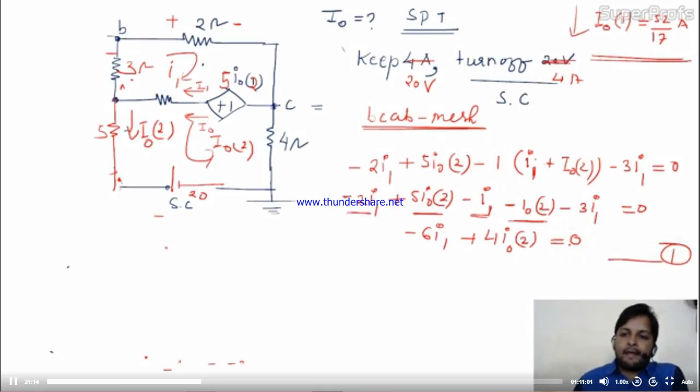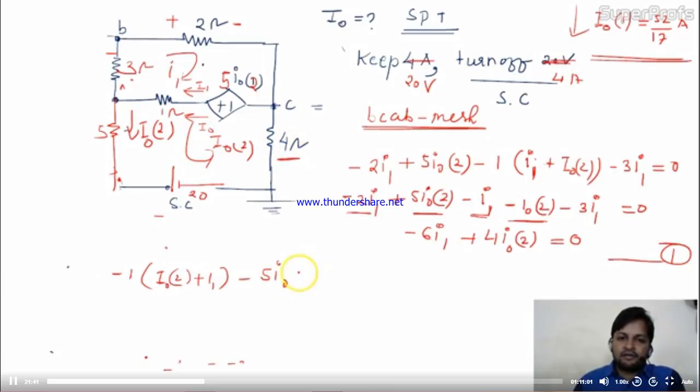Correct. Now come to the second mesh. We'll start from here. I'm getting 1 ohm first. So the current is, my direction is this, and both currents are coming from the opposite sign. So minus 1, and both currents are coming from the same direction, I naught 2 plus I1. I'm getting minus 5 I naught.